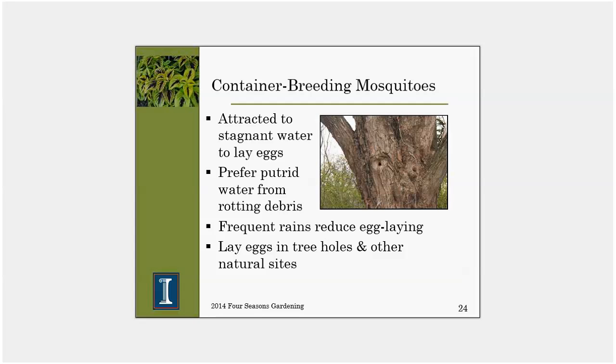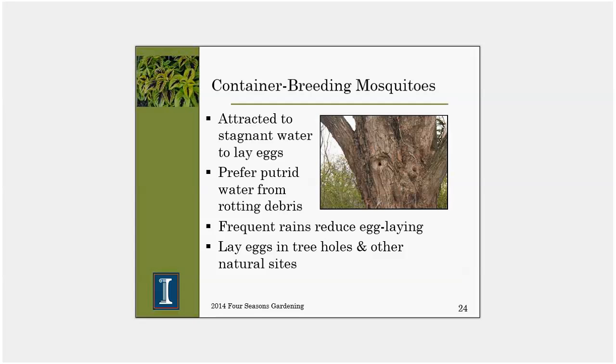I mean, to be blunt about it, the water just is too nice. It's not nasty enough. They don't like it. And so we don't get much in the way of container breeding mosquitoes when it rains a lot. And that's neat, because the container breeding mosquitoes are our disease transmitting mosquitoes. And so when we get a lot of rainfall, our likelihood of getting diseases transmitted by mosquitoes goes way down. It doesn't eliminate it, but it goes way down.